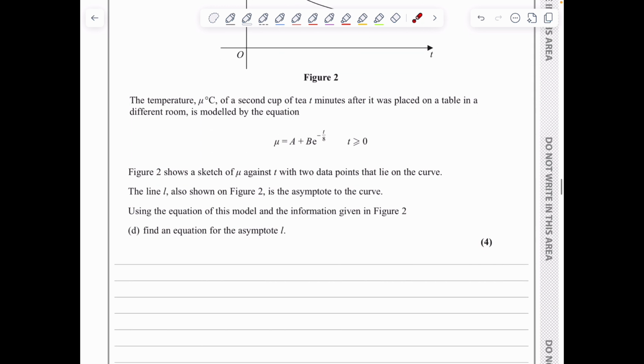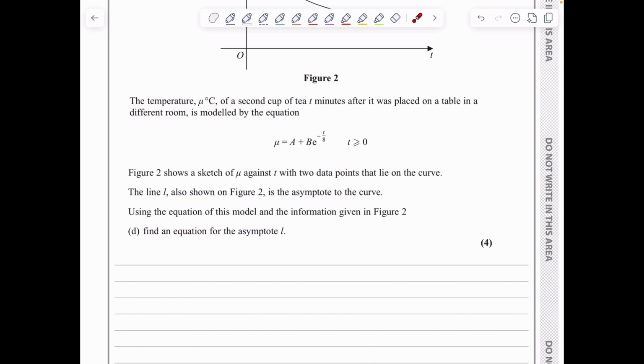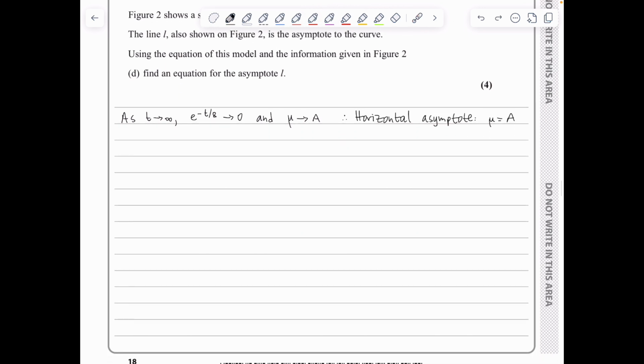So I will start by stating once more that as t tends to infinity, the exponential term here tends to 0, and therefore mu is A is going to be the equation of the horizontal asymptote. I will then use the fact that when t is equal to 0, we've got that mu is equal to 94, and this means that 94 is equal to A plus B e to the power of 0, which of course simplifies to 94 being equal to A plus B. We also have that when t is equal to 8, mu is equal to 50, and therefore 50 is equal to A plus B e to the minus 8 over 8. So we've got that 50 is A plus B e to the minus 1.